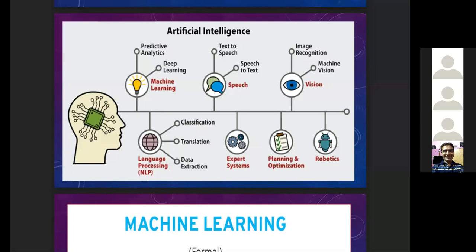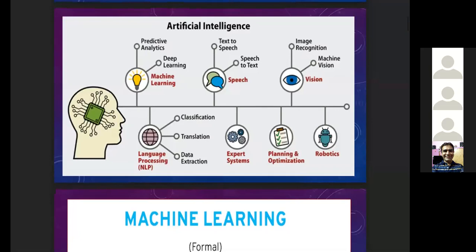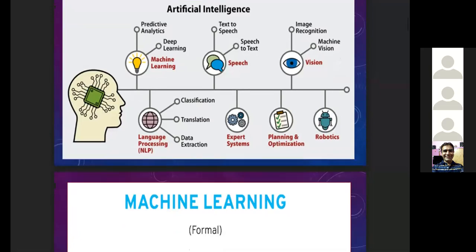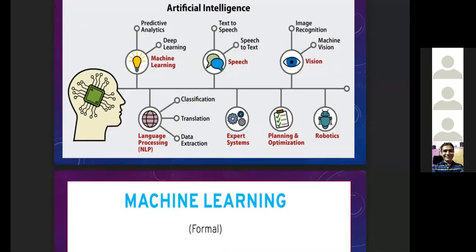Now here I have shown you a description of various branches of artificial intelligence. That is predictive analysis, which uses part of deep learning and machine learning. Then we have speech, which deals with text to speech and speech to text. Then we have image recognition, that is machine vision, right? Then we have natural language processing. A chatbot is the best example where you can even talk, and Siri in iOS, and Google itself is providing a search engine based on speech recognition.